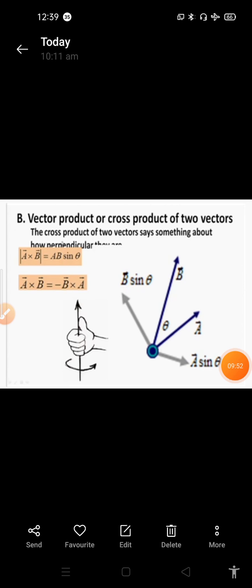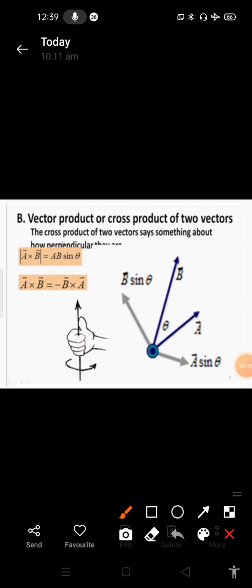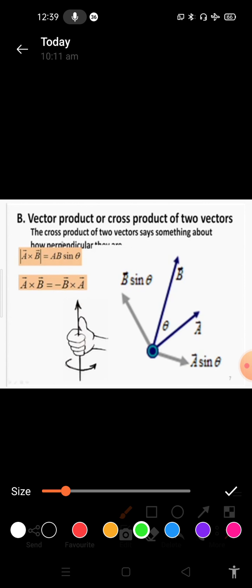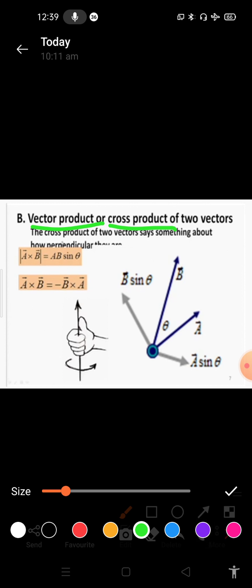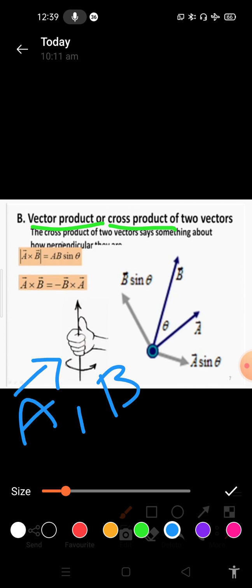Next, vector product or cross product. The cross product is also called the vector product, of any two vectors. The cross product of any two vectors says something about how perpendicular they are to each other. For example, I have taken the vector a bar and the vector b bar. A bar and b bar are making an angle theta.